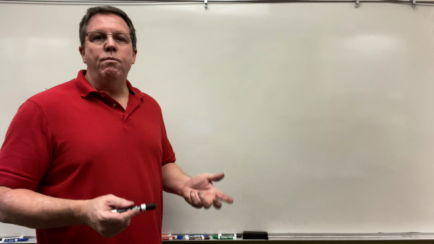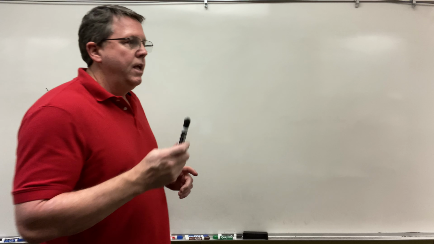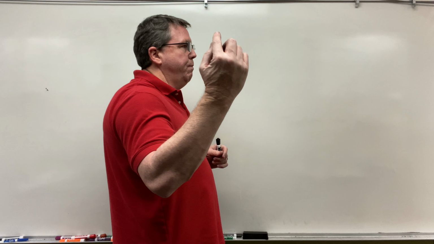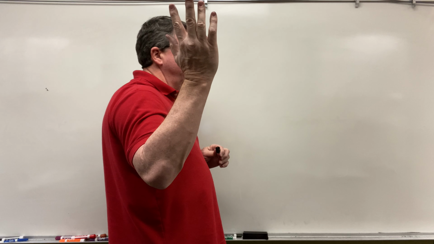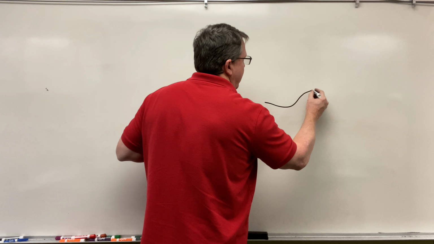Hi everybody. So today we're going to be talking about the parts of the brain, or the lobes of the brain. And so let's go ahead and get started. The first picture I'm going to draw is a picture as if you're looking at the brain from this angle. You're looking at the brain from the side. So it would look something like this.